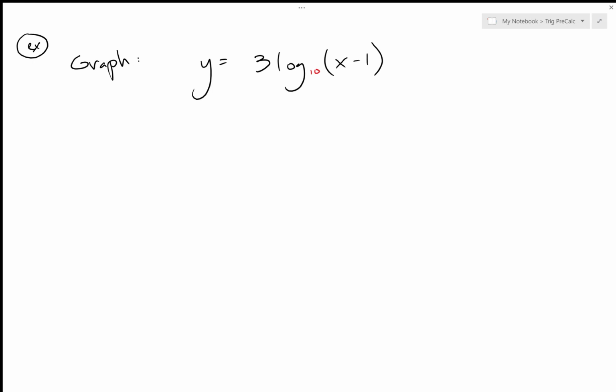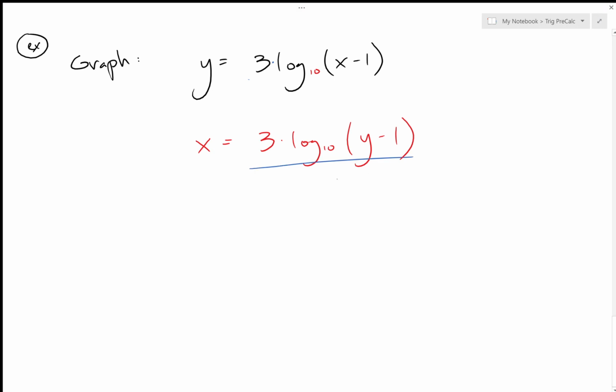All right, so what we're trying to do now is get that log term kind of isolated by itself. So we're going to move that 3 first. It's connected by multiplication, so we're going to divide it to the other side. And actually, I'm getting ahead of myself. If we look back at the steps, actually, we're supposed to switch x and y first. Remember, we're doing inverse. So this is x equals 3 log base 10, and now y minus 1. I'm sorry, switch your x and your y first.